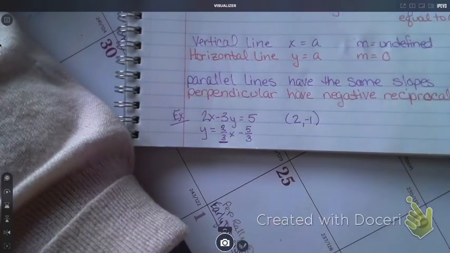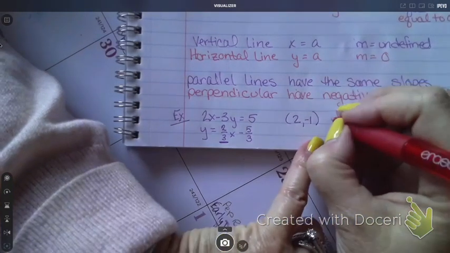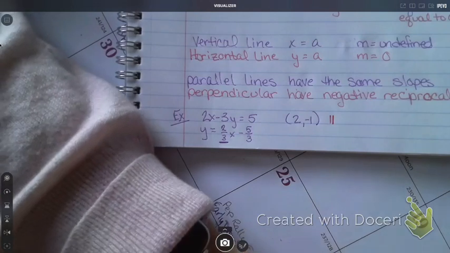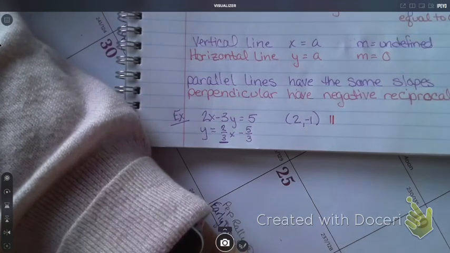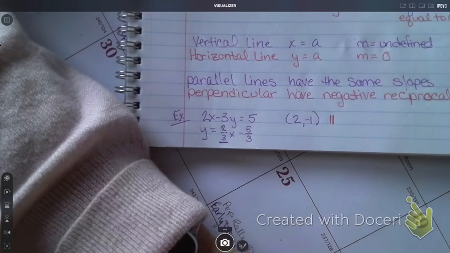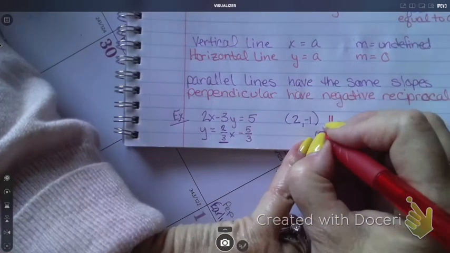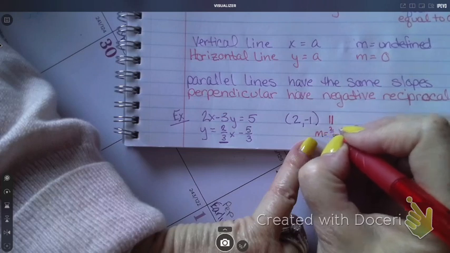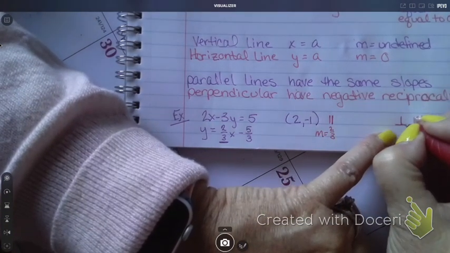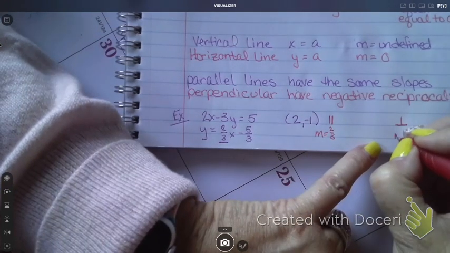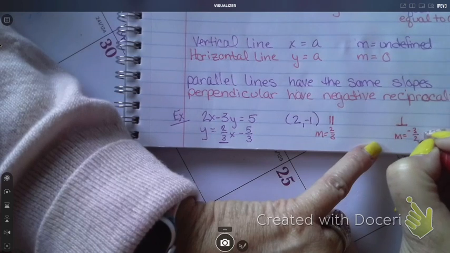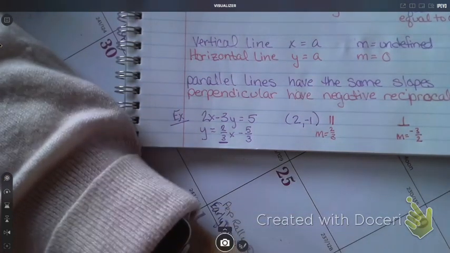So parallel, the symbol for that is just parallel. What is the slope of my parallel line going to be? Nope, parallel is 2/3. In parallel, m is going to equal 2/3. Now perpendicular looks like this, and so my m is going to be -3/2. Did I do the hard part?